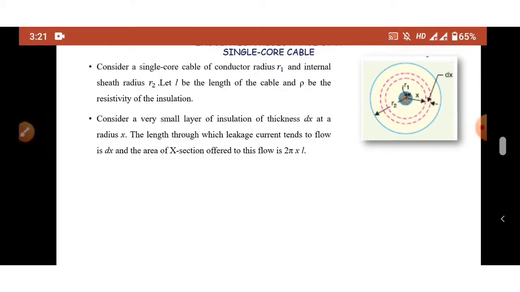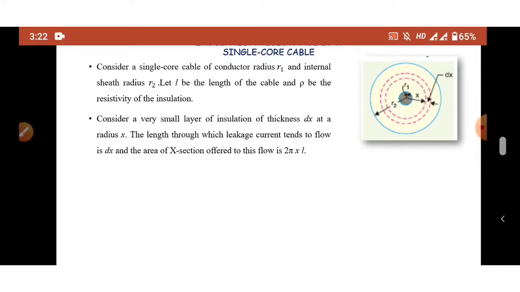So consider L as the length of the cable and rho as the resistivity of the insulation, and here take a small layer of insulation of thickness dx at a radius x from the center, and the length through which leakage current tends to flow is dx, and the area of cross section offered to this flow is 2 pi x into L.